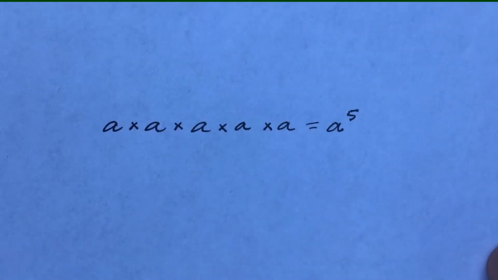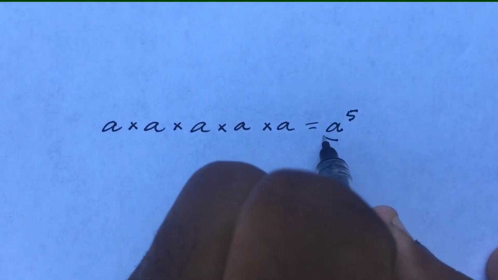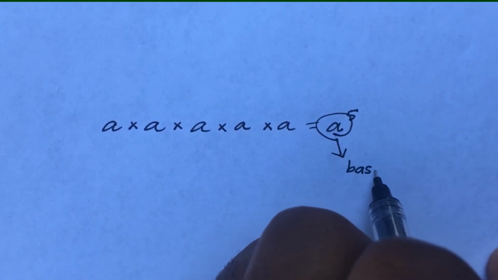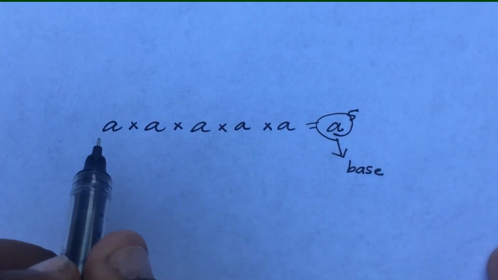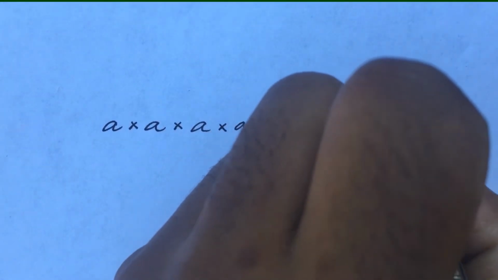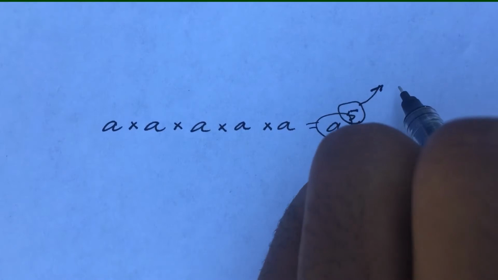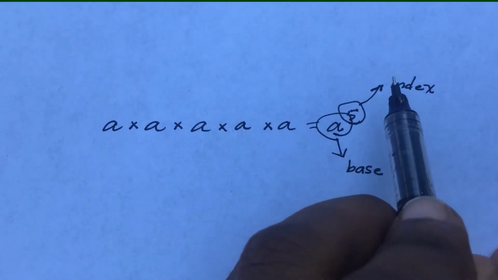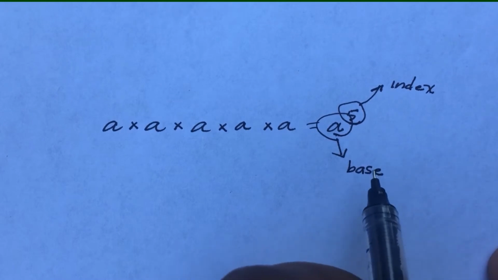Easy cheese. This is what we call the base. It's the thing that's being multiplied by itself repeatedly. And this is what we call the power or the exponent or the index. It tells us how many times we're multiplying the base number.